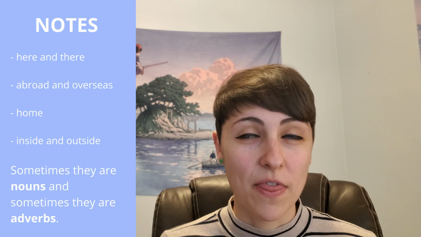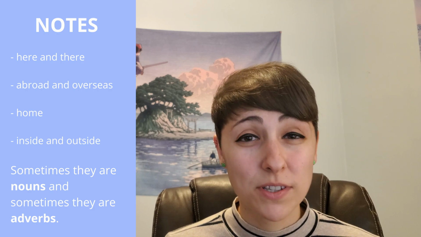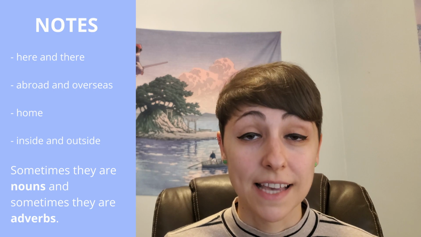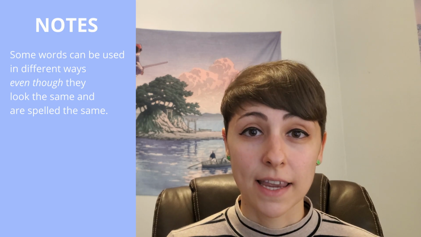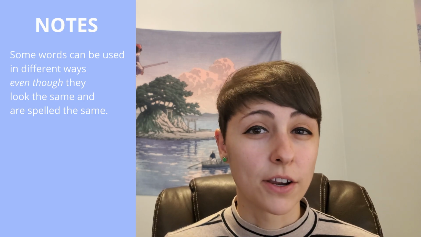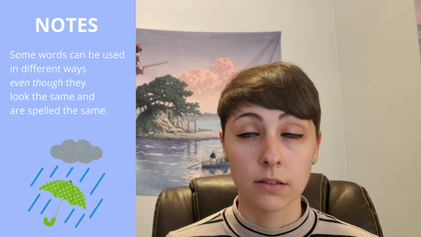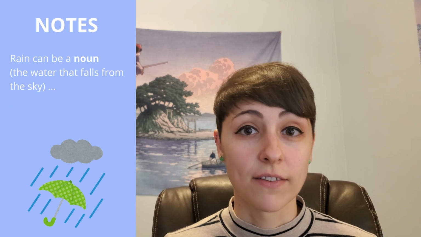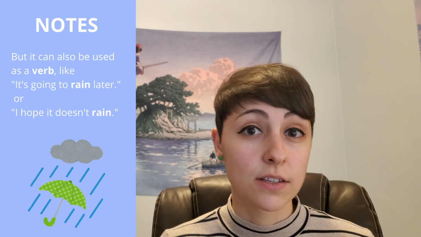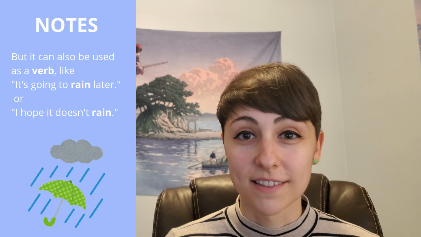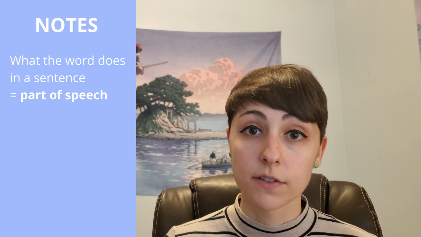The fact is, they can be nouns, but they can also be adverbs. But most of the time, we're using these words as adverbs. In English, some words can look the same, they're spelled the same, but they're used in different ways. Think about the word rain. It's a noun, right? The stuff that falls from the sky. But it can also be used as a verb, like it's going to rain later, or I hope it doesn't rain. What the word does in a sentence indicates its part of speech.